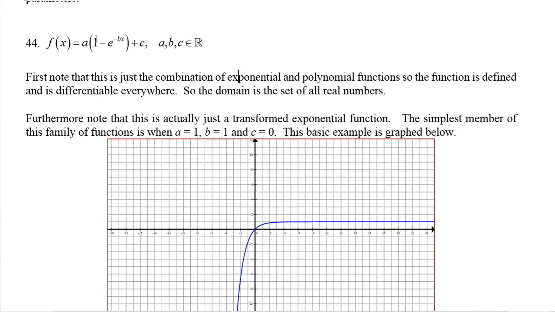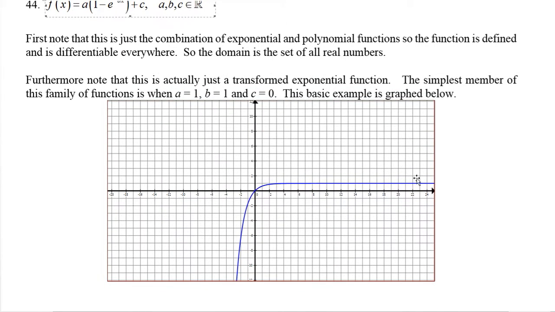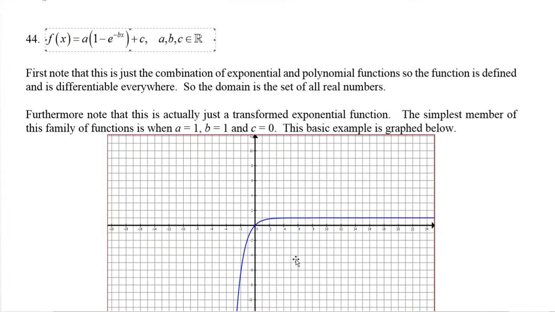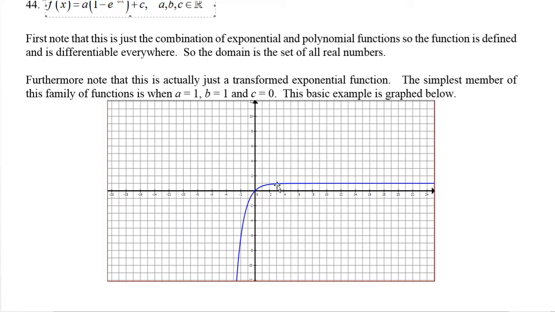So it's really just a transformed exponential function. One of the simplest members we could look at would be to, let's say, b be 1, a is 1, and c is 0. So that would be f of x equals 1 minus e to the minus x. And that's what we have graphed right here in blue. So there's a typical example, let's call that our basic example. In fact, this function we could further think of as just an exponential decay function that's been flipped over the x-axis and then shifted up 1.